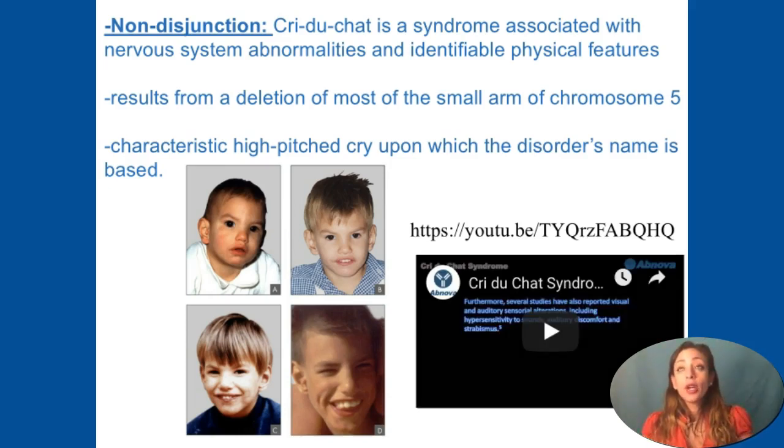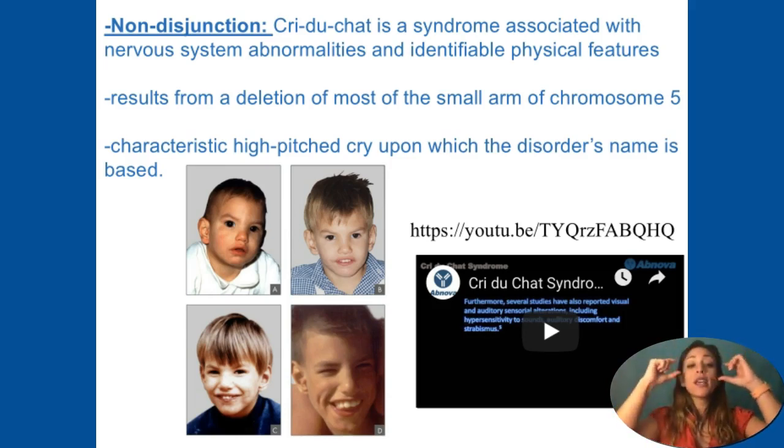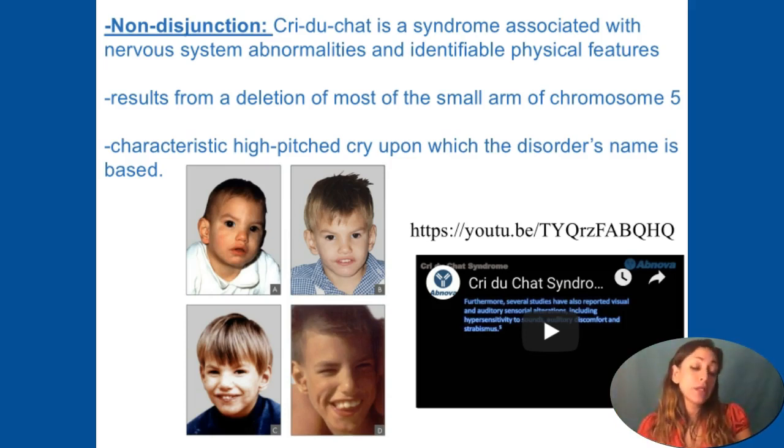Another abnormality that can arise if nondisjunction occurs is called Cri-du-Chat syndrome. Cri-du-Chat syndrome is associated with some nervous system abnormalities and identifiable physical features, which you can see in these pictures right over here. It results from the deletion of most of the small arm of chromosome 5. So basically, instead of 2 nice big structures on chromosome 5, you'll be left with one this small. Remember, they're supposed to be identical in size, length, genetic information, everything, but these are not.